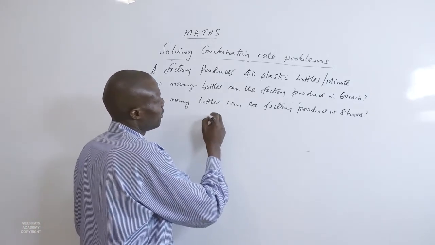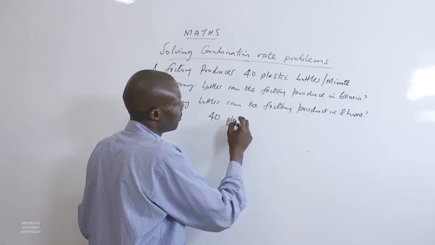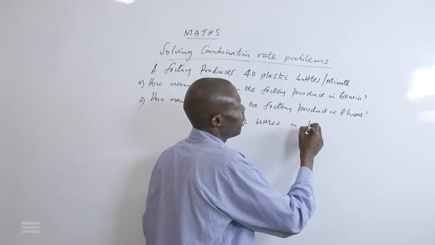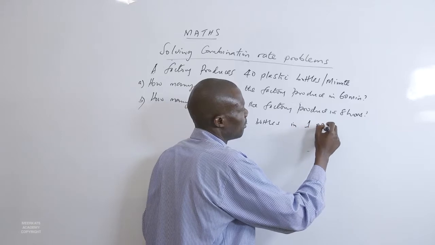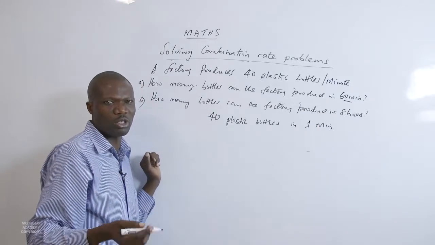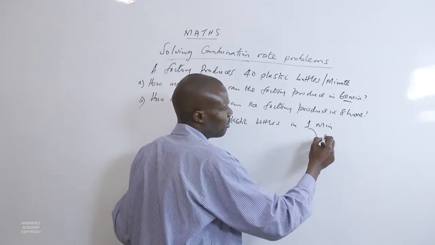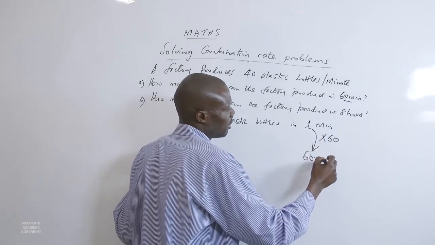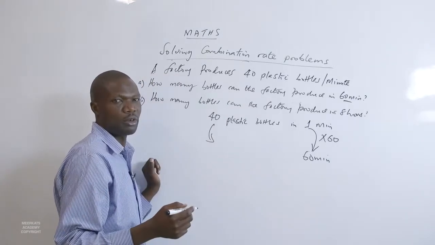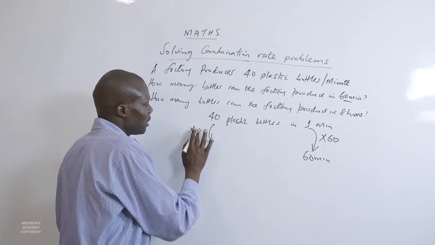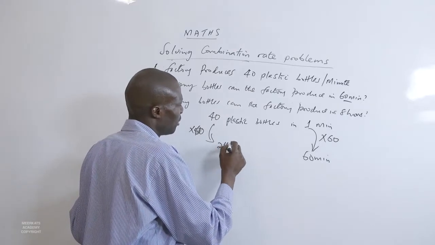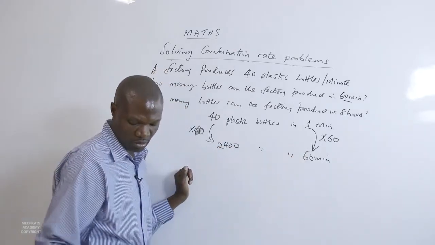We are looking at 40 plastic bottles in 1 minute. Now, if they ask for 60 minutes, definitely it has given us what we are going to multiply by. So this side we shall multiply by 60 to get 60 minutes, which is equivalent to 1 hour. And this other side, how many bottles will be produced here? We multiply 40 by 60, and you get 2,400 bottles in 60 minutes.